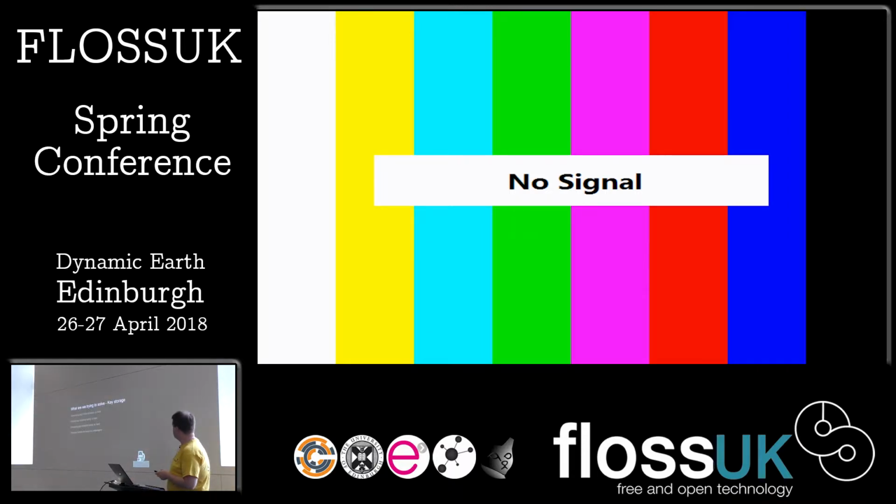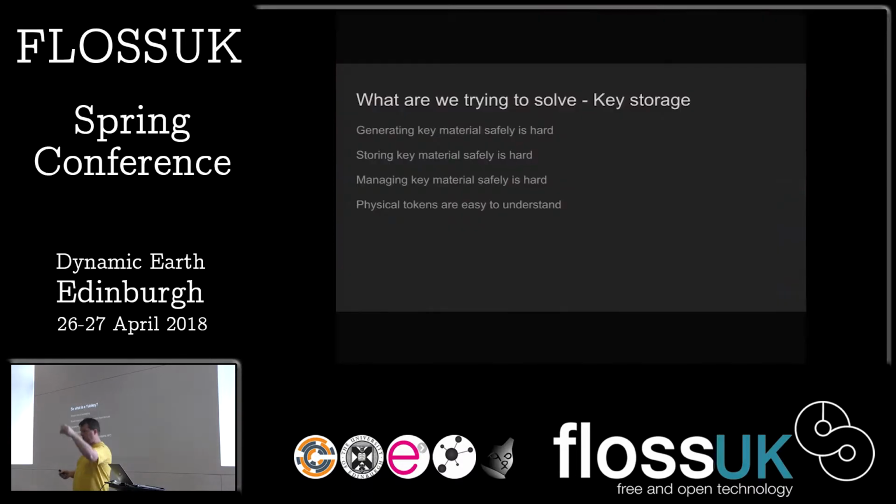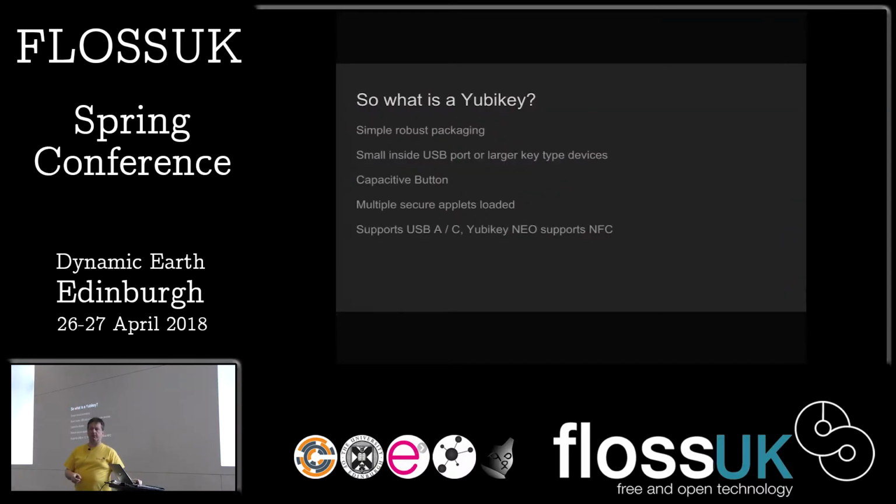There we go. Right. So, this is a Yubikey, this is a USB-C Yubikey, this is a Yubikey 4, there's a Yubikey Neo somewhere in my bag I can't find at the moment. Excellent, thank you. So Yubikey is a small USB device. They're very robust. There's no moving parts.